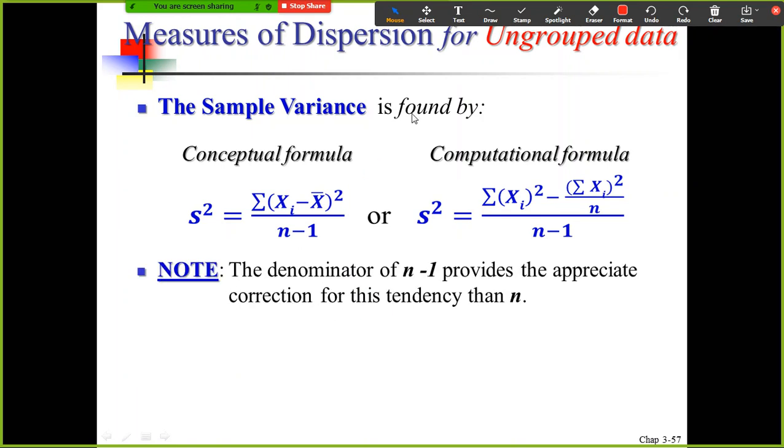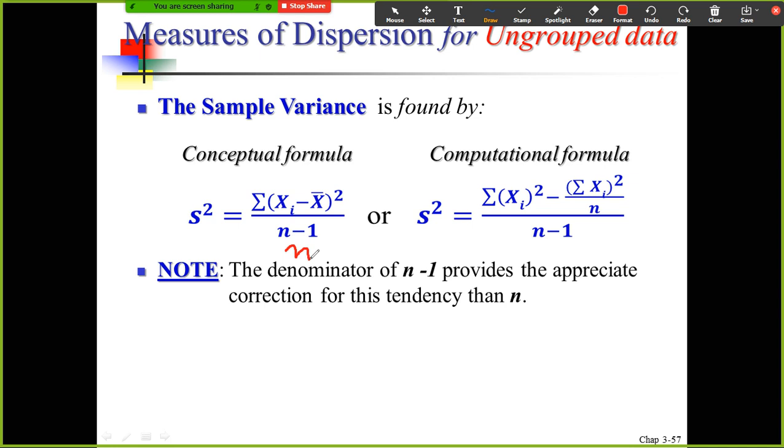Note that this is divided by n minus 1. But when we find population variance, this is not divided by n minus 1, it is divided by only n. Some textbooks, but those textbooks are not statistics textbooks, in order to find sample variance, they divide by n.